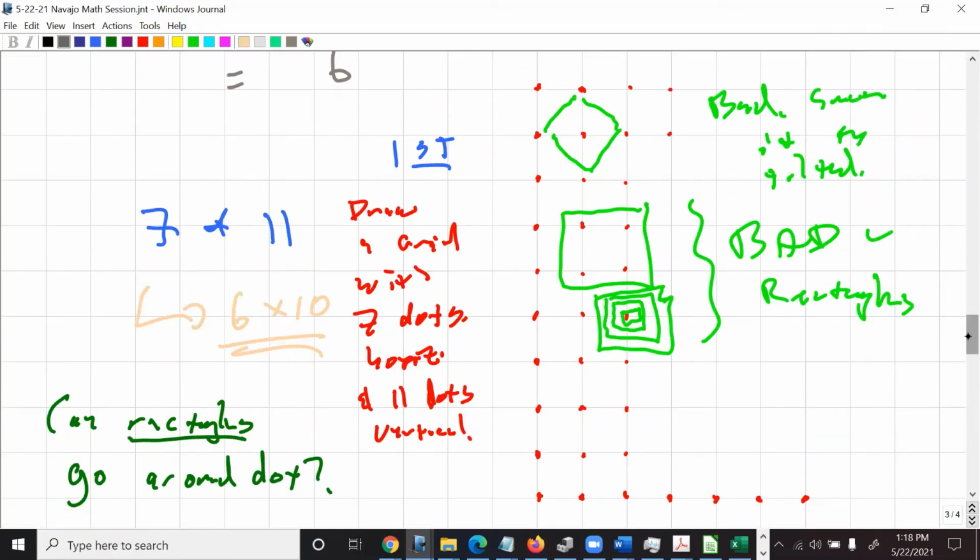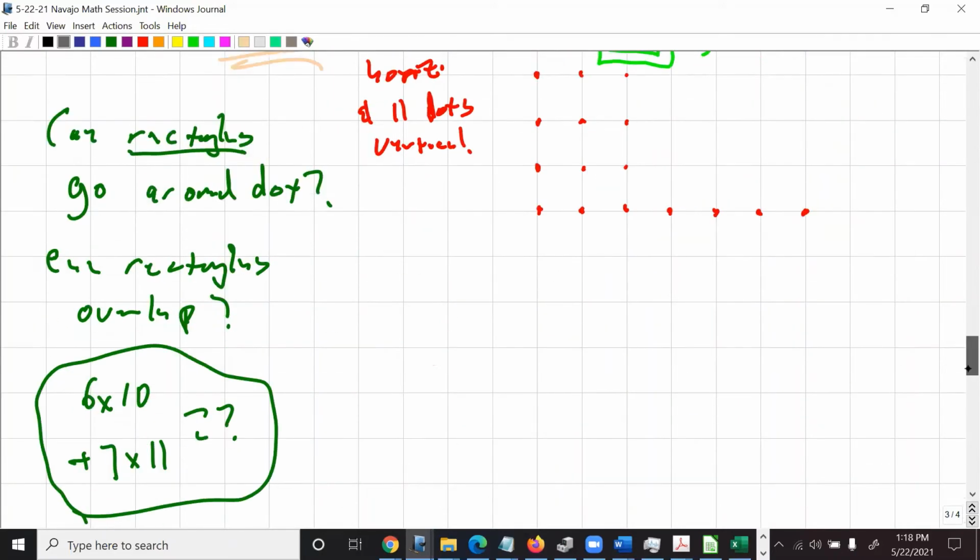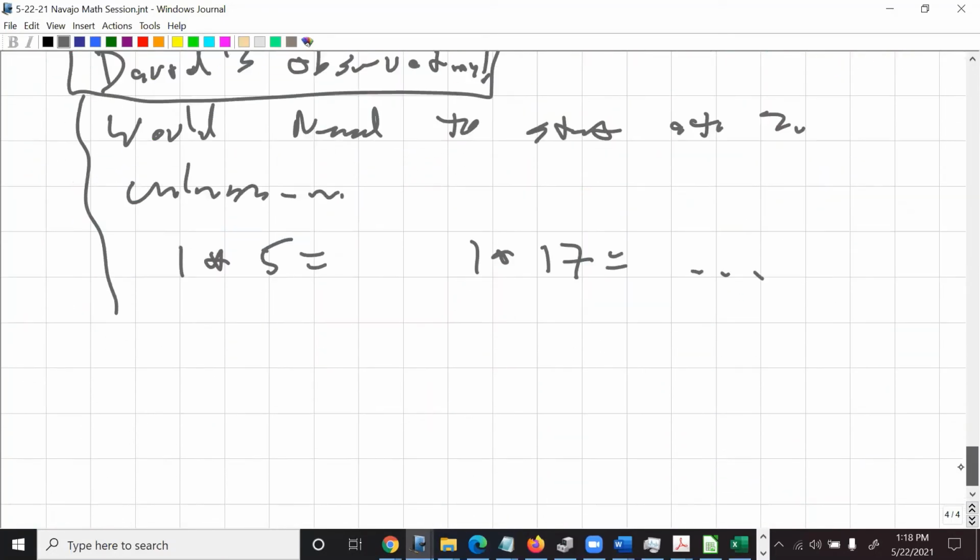So in fact, 1 star 5 would be 5, right? 1 star 17 would be 17. Oh, let's see. 5, 17. Let's think. I'll put those in. So here I'm going to put David conjecture. I'm thinking, 5, 17. Before we can answer this, we need to understand the rules.